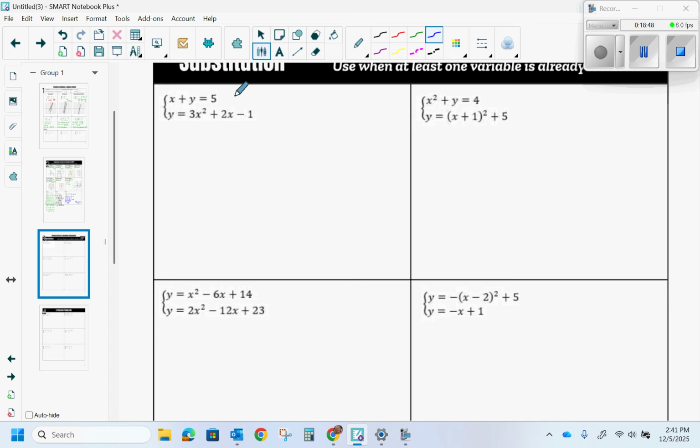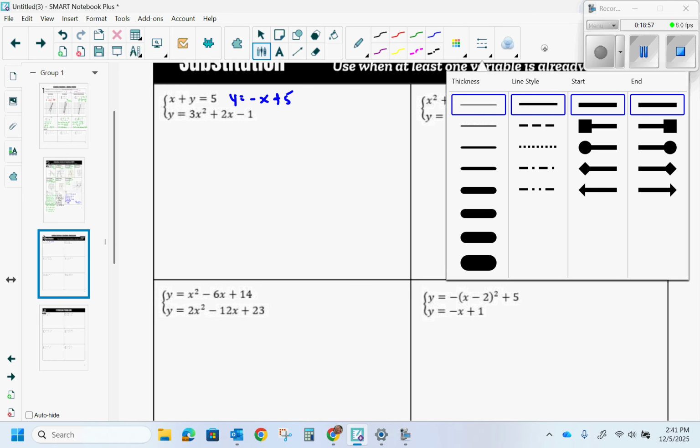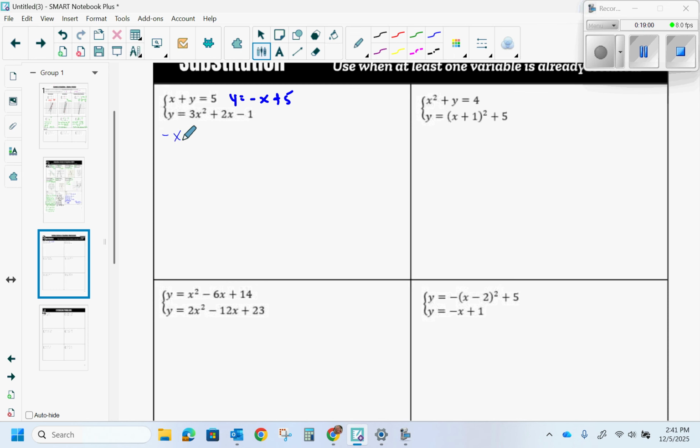I think I'd like to get y by itself on the first equation. So subtract x. All right, so I'm going to have negative x plus 5 equals the other equation. Now your job is to get everything on one side because we're going to try to factor it. So 0 equals, I'm going to add x. I'm going to subtract 5. To make that easier, I'm going to factor out a 3. I have a 3 in common everywhere. And I'm going to see if I can factor that.